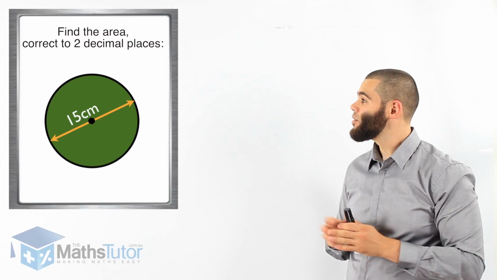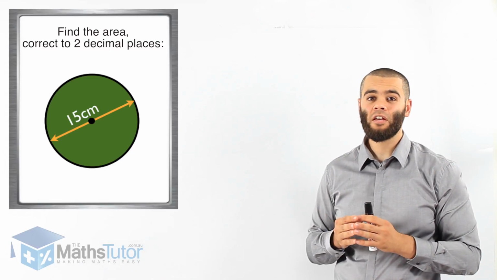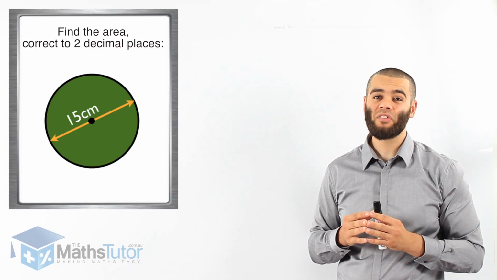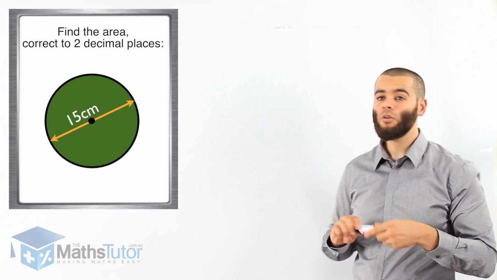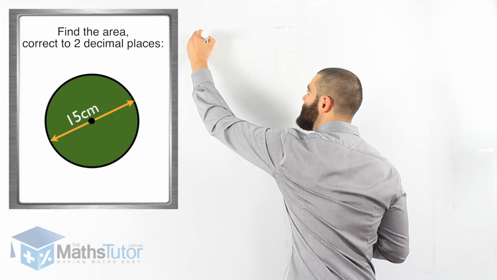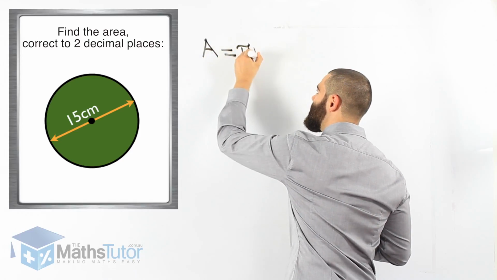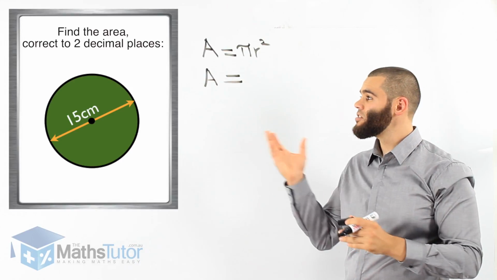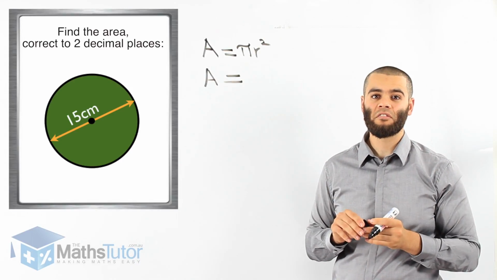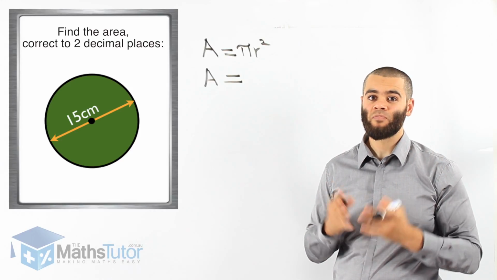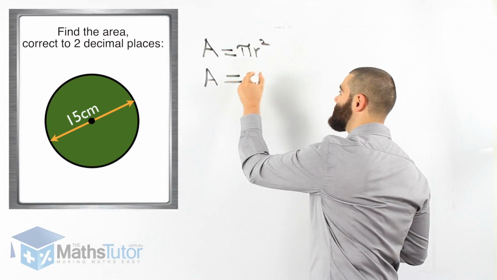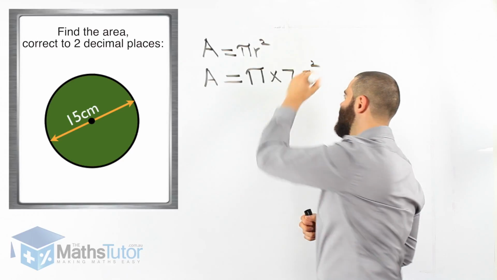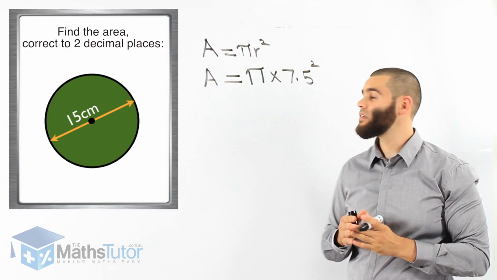The next example. We have a circle. It's shaded in green, so that's the area we would like to work out. And we are told that the diameter is 15 centimeters. But we know that the area formula for a circle is pi r squared. We don't need the diameter, we want the radius. We know the radius is half of the diameter. Half of 15 is 7.5. So make sure we always halve the diameter to get our radius.